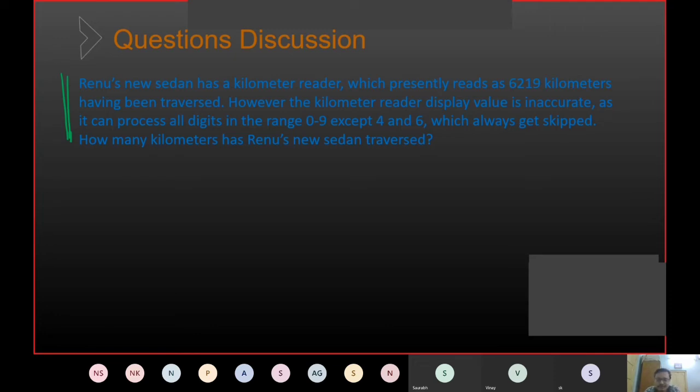So the kilometer reader is reading 6219 kilometers. But the reader has the issue that it always skips the digits 4 and 6. So the question is, how much is the actual kilometers that the car has traveled, even though the reading is 6219?